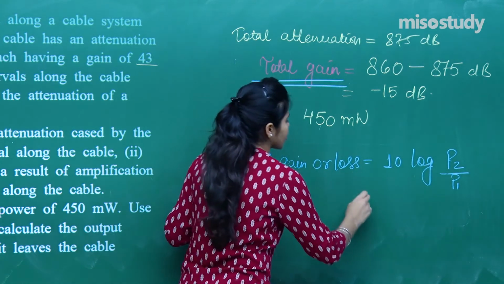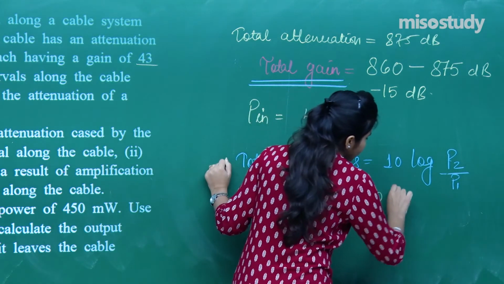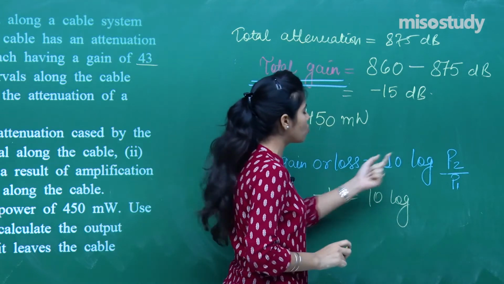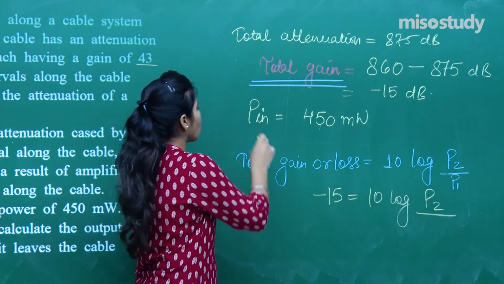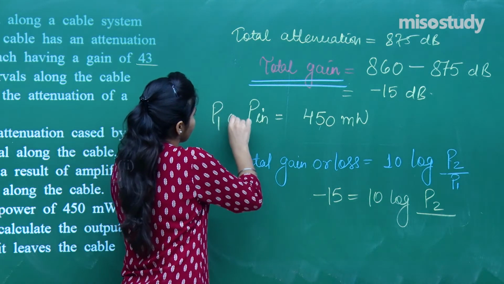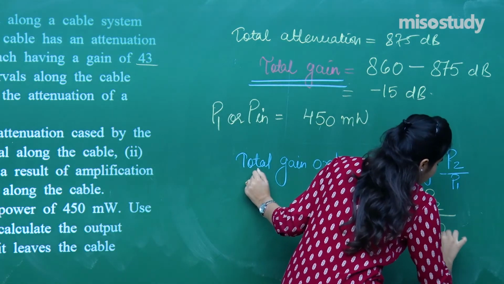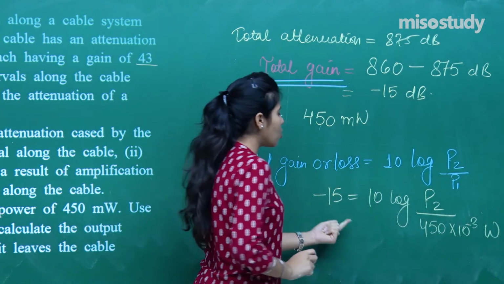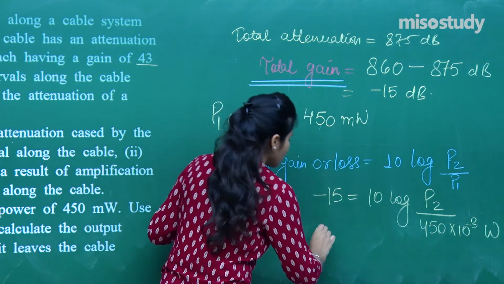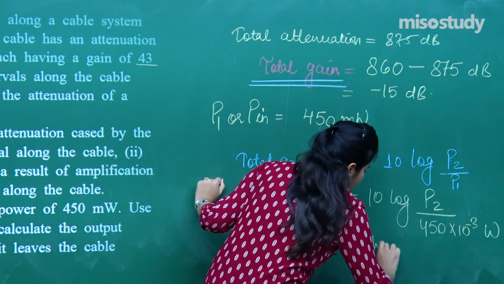When you put the value minus 15 over here equals 10 log P2 upon P1, we have to find P2. Now, P1 or the input power is 450 milliwatt. You can write this as 450 into 10 raised to the power minus 3 watt. When you solve it, you will see that P2 comes out to be 14 milliwatt.